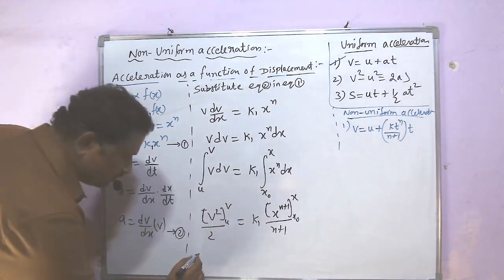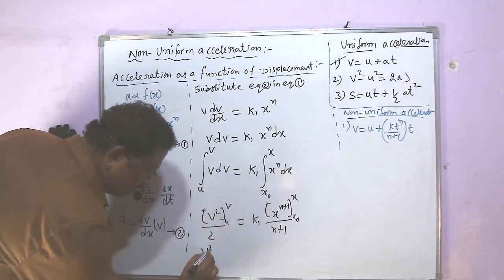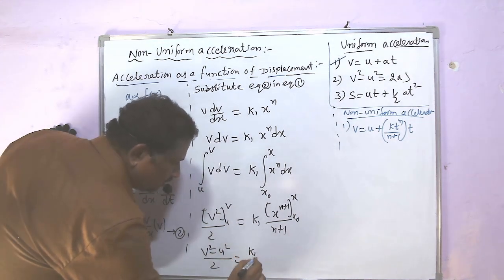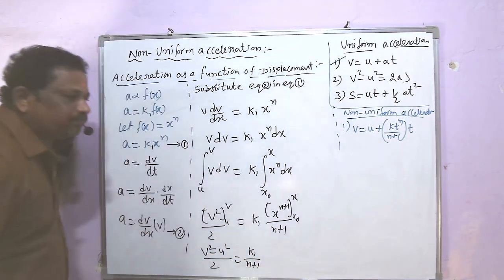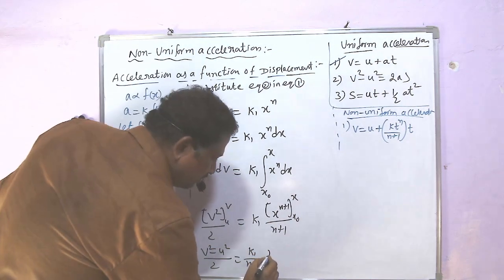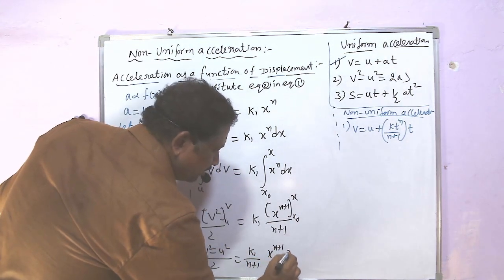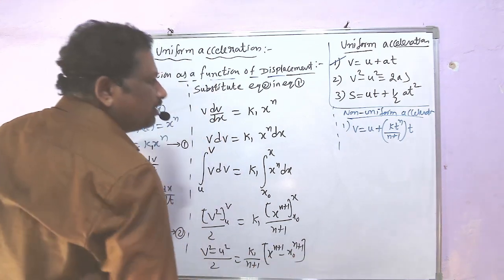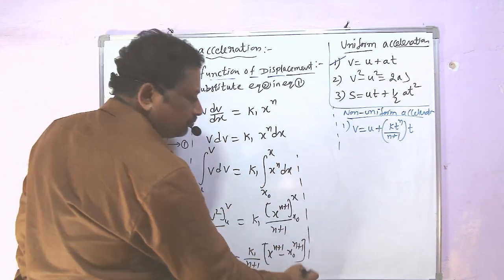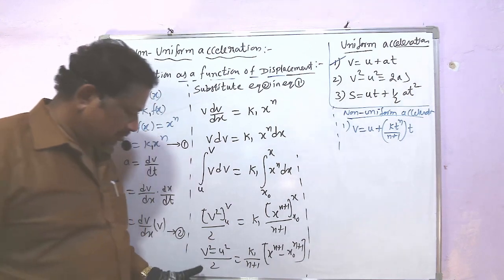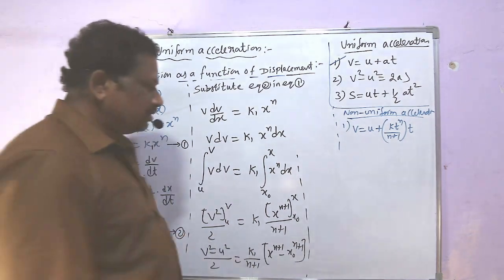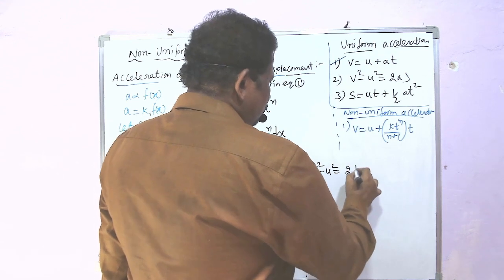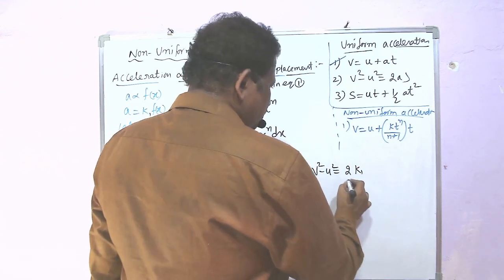This difference of displacements, x minus x naught, is nothing but the difference of distances, so we can write it as s. s we can denote as displacement. So now we can write v square minus u square is equal to 2 into k1 s power n by n plus 1 into s.